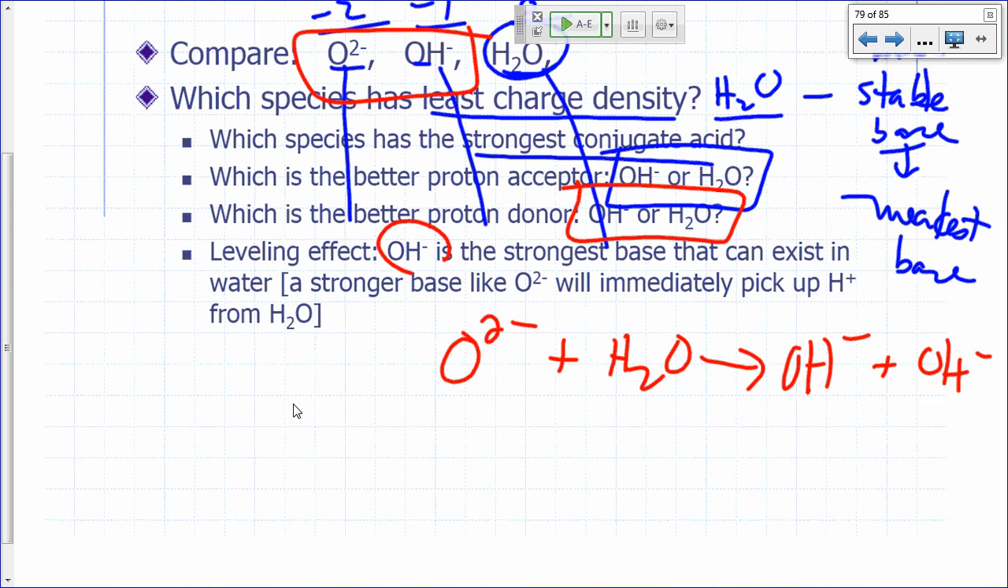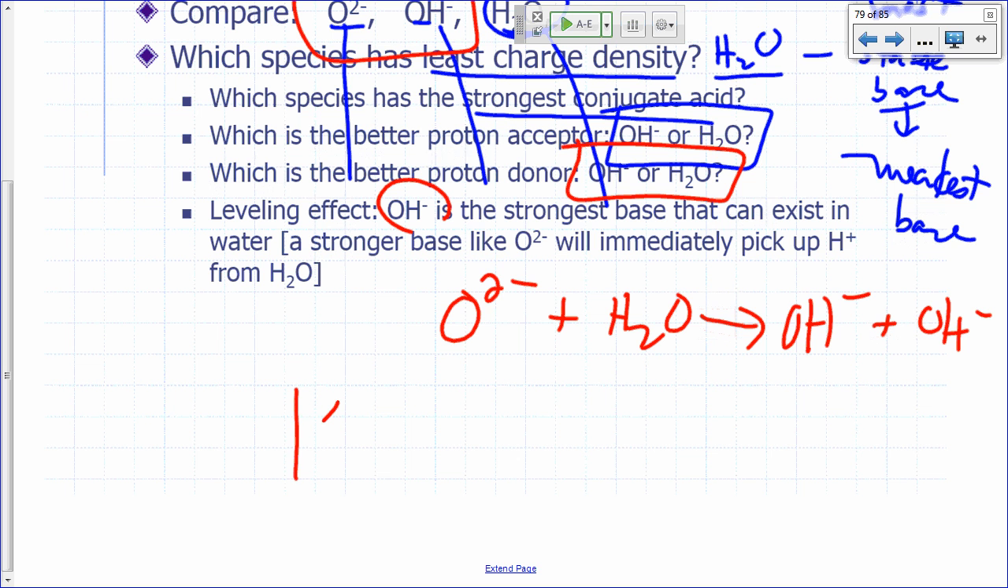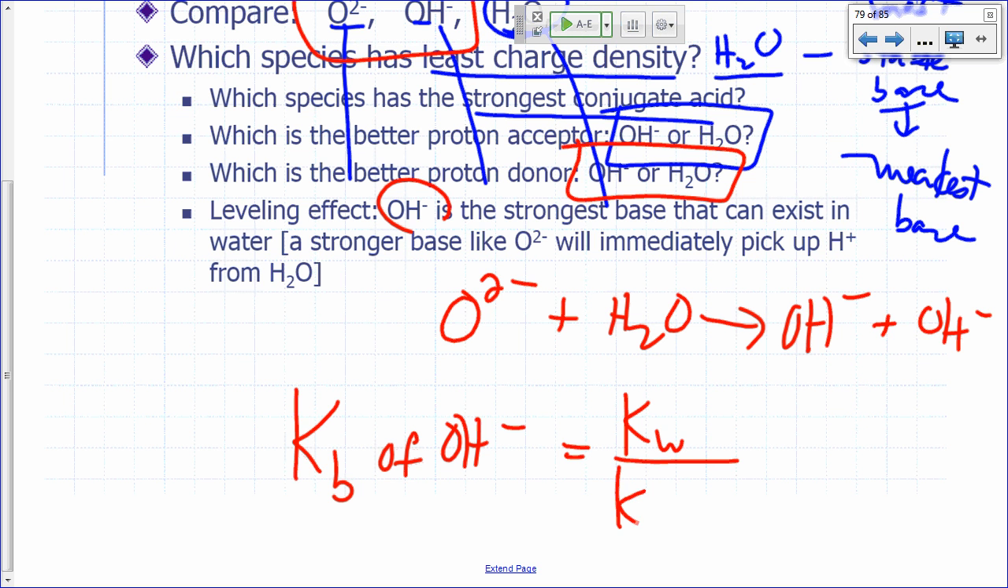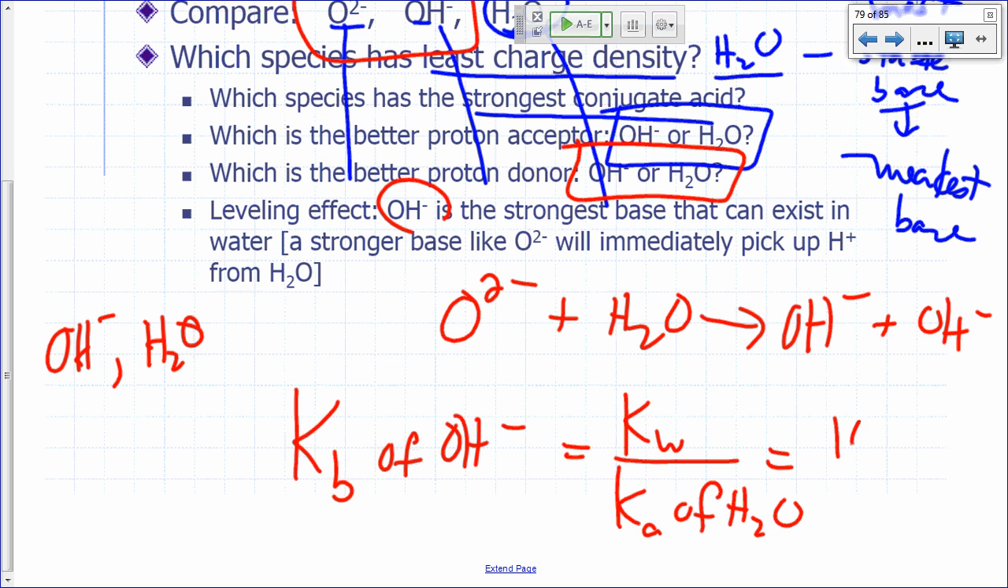Okay? What's the Kb of hydroxide? That's going to be what? Kw divided by the Ka of, what's the conjugate acid of hydroxide? Water, right? Hydroxide, the conjugate acid, one more proton, would be H2O. So it's 10 to the negative 14.